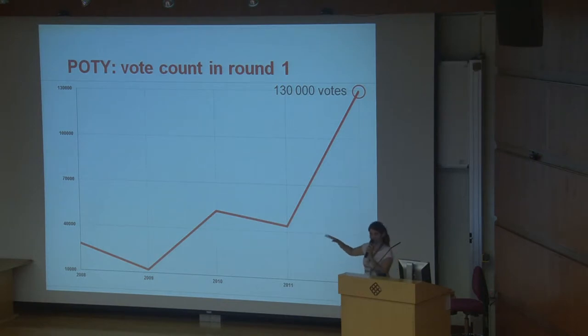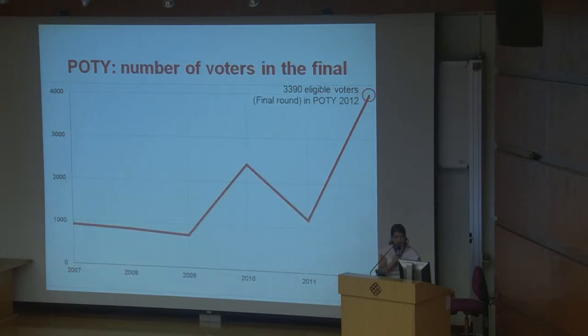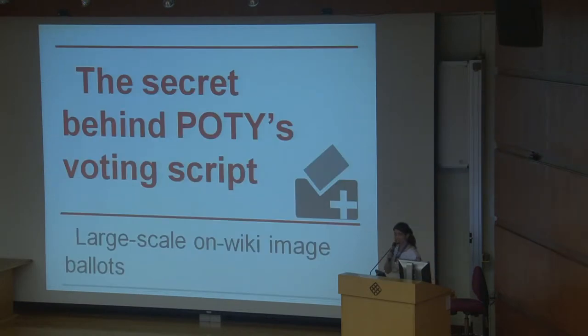Actually, we need to make a different chart, because if you do a very scaled chart, it would not fit. And that's the number of people voting. That's round two. So we are allowed one vote on people. So 4,000 people, 3.3, but 4,000. And as you can see, we have the peak in 2010 and drop in 2011, as usual. And then there's the secret.